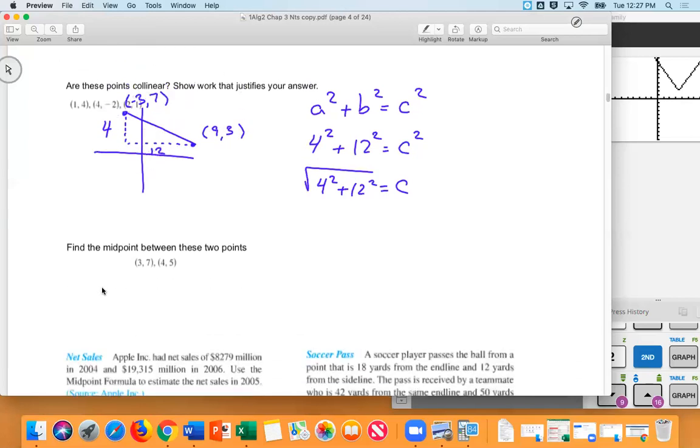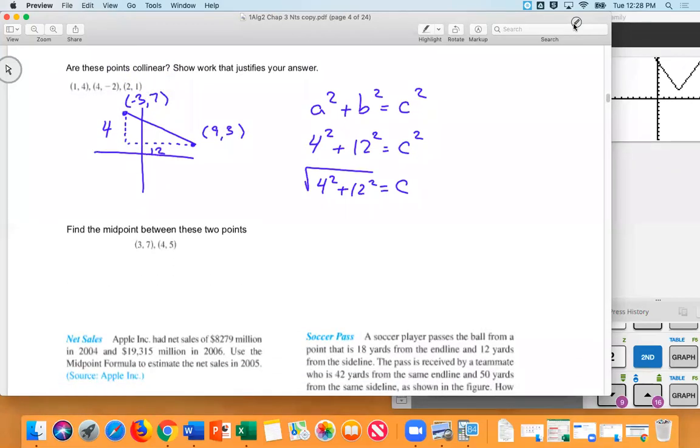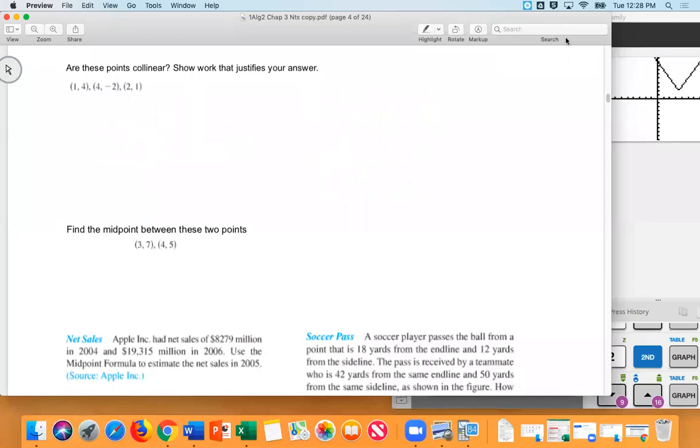Now, are these points collinear? Well, collinear means in a line, right? It's like which one's easier between them? Depends on which way your brain works.